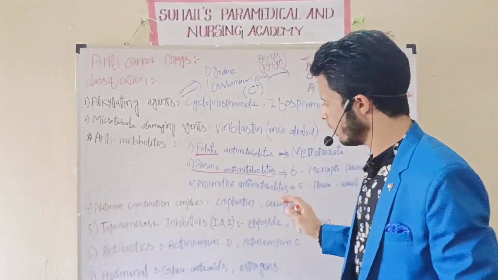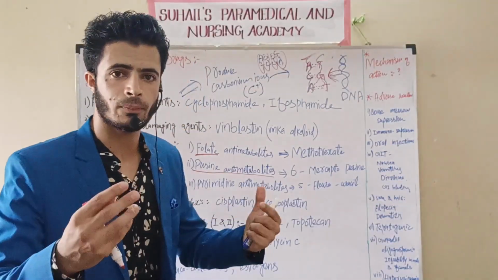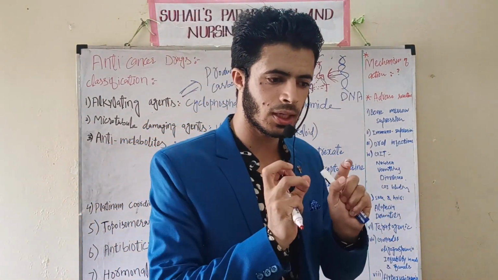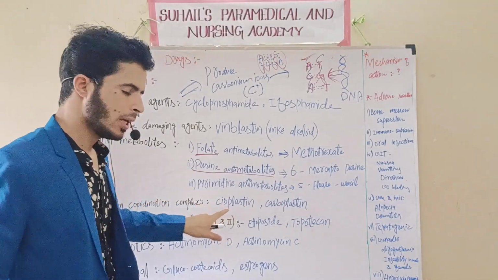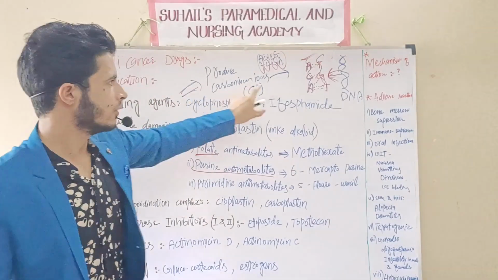What will they do? They will join with, they will cross link with the DNA. They will cross link with the cancer cell DNA. And what will happen? The cell will be destroyed. There will be no division of cells. But the main mechanism you have to remember is the one for alkylating agents.